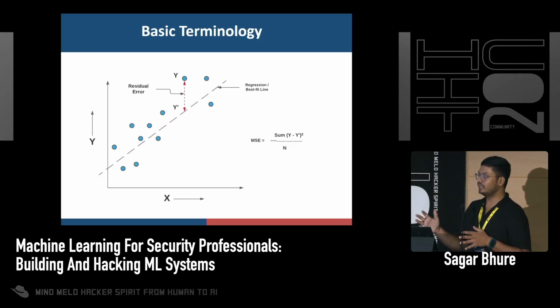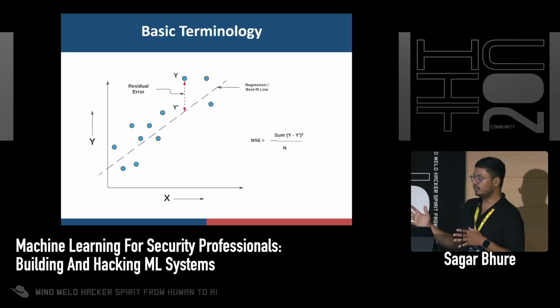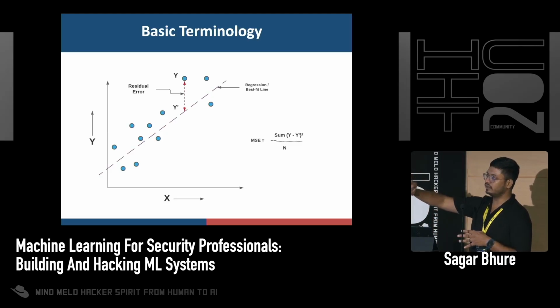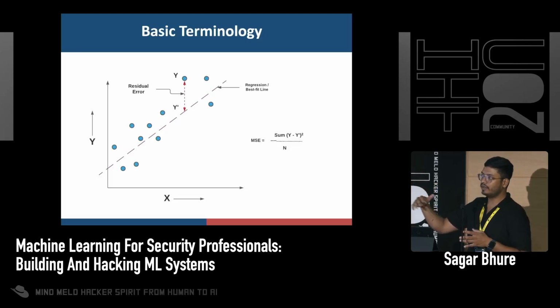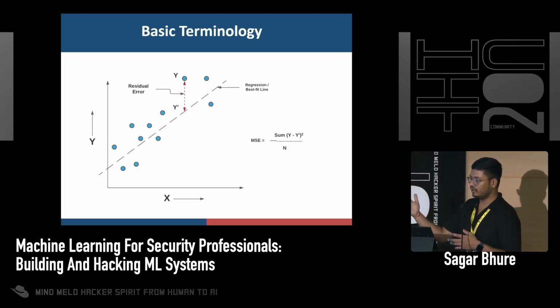So that's basically mean squared error. You actually try to minimize the mean squared error to some extent, so that your line fits all those points closely. Even perfectly fitting is a bad machine learning output. We'll try to understand that in the next slide.